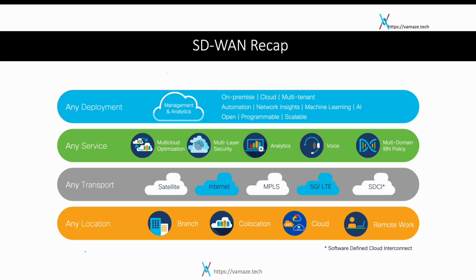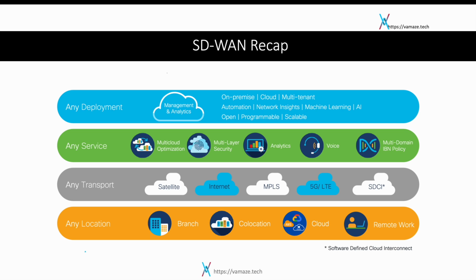Cisco provides a flexible architecture to extend SD-WAN to any environment. So whether you are deploying your product in the cloud or on premises, Cisco SD-WAN can automatically discover, authenticate, and provision both new and existing devices. So it can be considered as any deployment, any service, any transport, and any location.